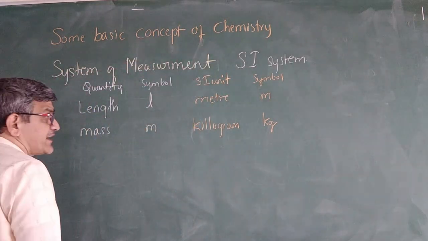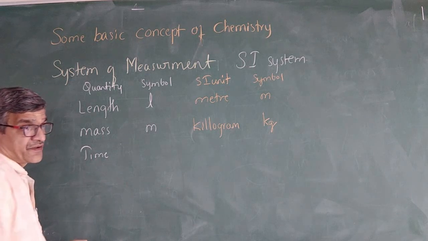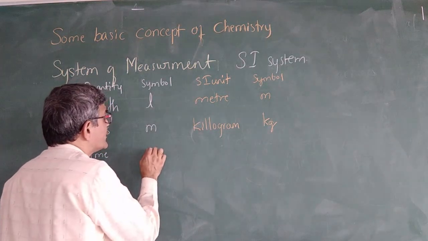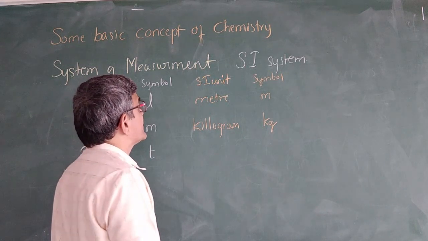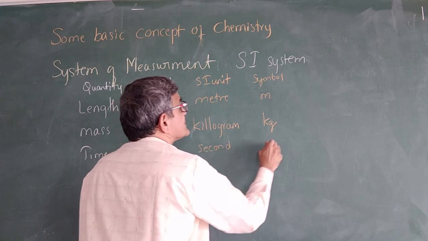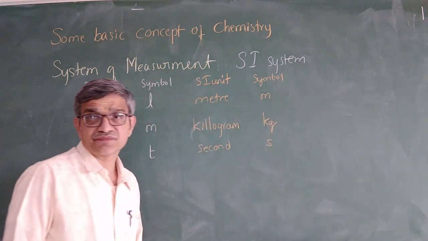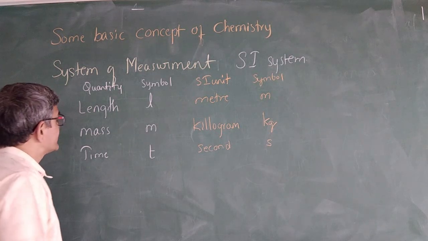Next is time. What symbol do we use for time? T equal to. What is its SI unit? Time is in seconds, small s. Okay. You have to note down all this.